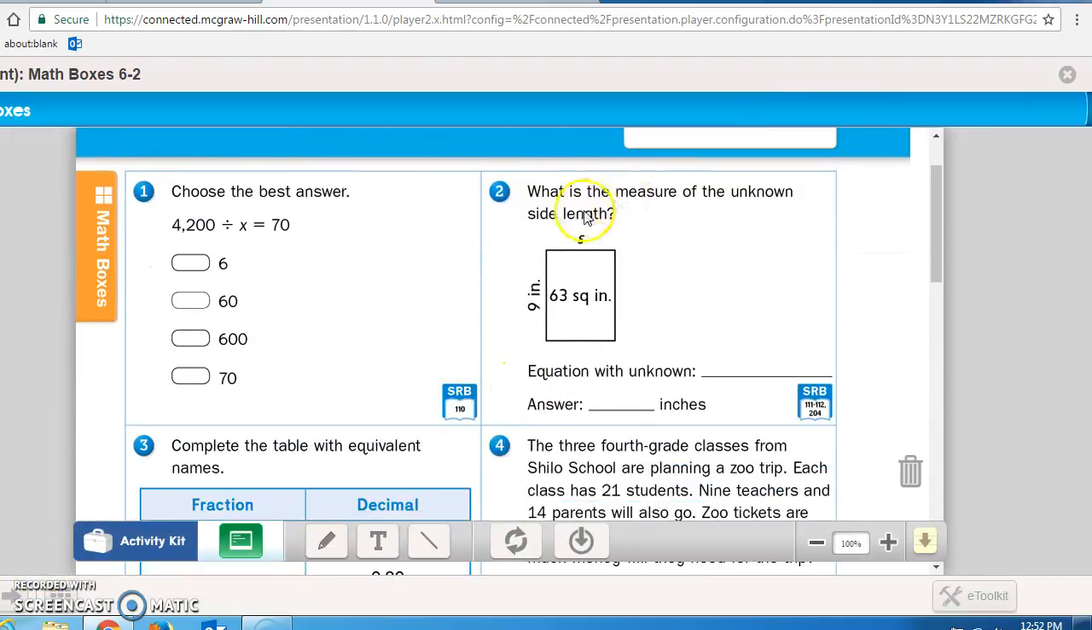Math Box 2 says, what is the measure of the unknown side length? So it's giving you the total of the area, but it only gives you one side's length, so you have to figure out the other one. Write an equation with the unknown letter S in it, and then write your answer on the line. Pause the recording now and do number 2.